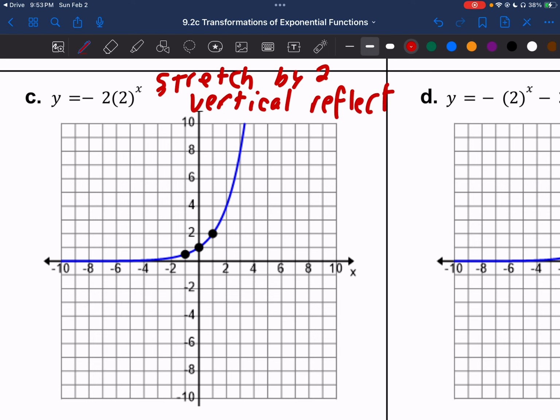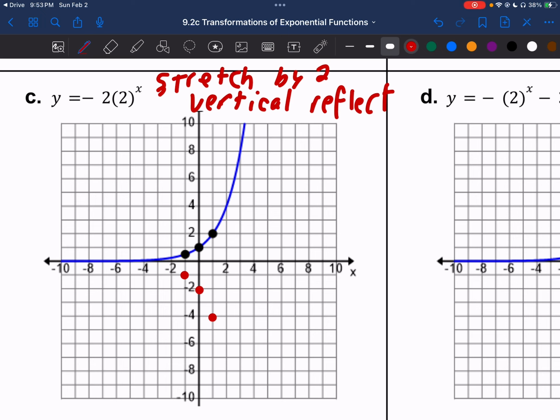So we're going to stretch by 2, and we're doing a vertical reflection. So each point is going to flip across and get further. So when we have 1/2, multiply that by 2, and we get 1. We have 1, multiply that by 2, we get 2. 2, multiply that by 2, we get 4.